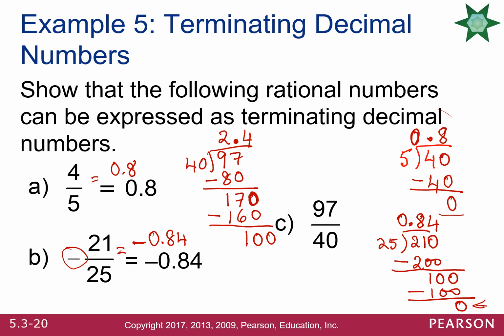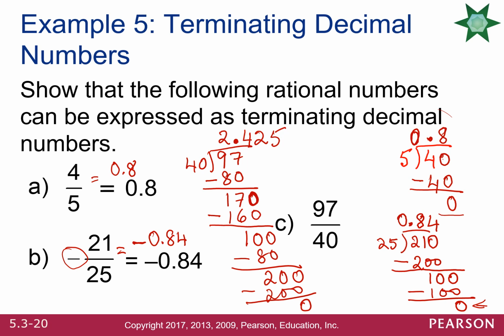And 40 times 2 is 80. Right? So until we end up with a remainder of 0, we have to continue with the division process, to find out if it is a terminating number or not. So 20, again now 0. So 40 times 5 is 200. And now we have a 0 at last for the remainder.